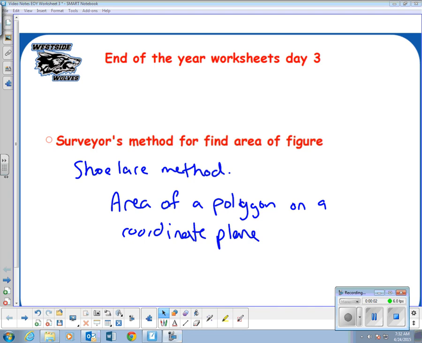All right, welcome to Geometry for AP, End of the Year Worksheet Day 3. We're going to talk about surveyor's method, which is a method used for finding the area of a regular polygon on a coordinate plane. It's also known as the shoelace method, so it can be called that if you want to look it up online and see a little bit more about it.